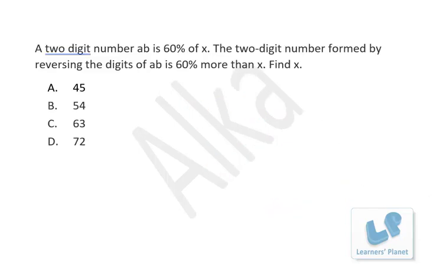Now this is a doubt sent by a student. A two-digit number AB is 60% of X. Now how do we write a two-digit number AB, where A and B are digits? That means the number is 10A plus B, right? This you should be knowing. So the two-digit number AB is 60% of X. So 60% is 3 by 5 of X. The two-digit number formed by reversing the digits, so that will be 10B plus A, is 60% more than X. So 60% more than X means 1 plus 3 by 5, or I can say 8 by 5 of X, right? We have to find out the value of X.